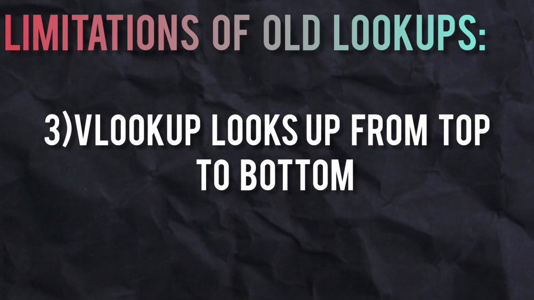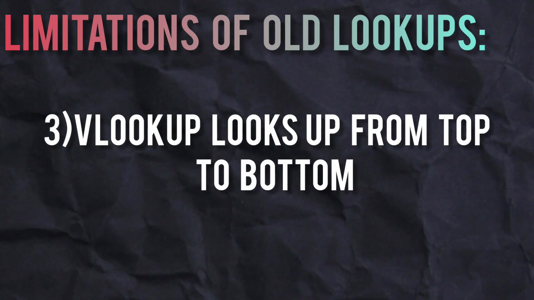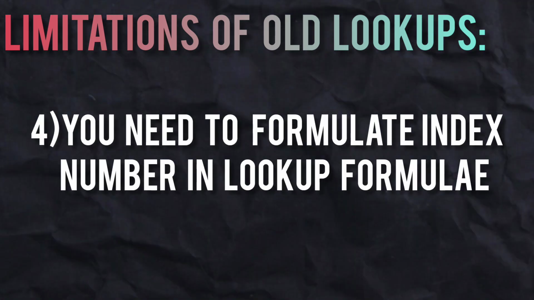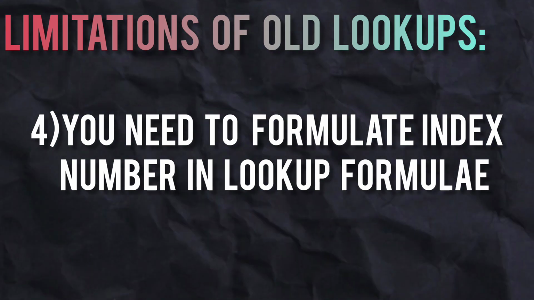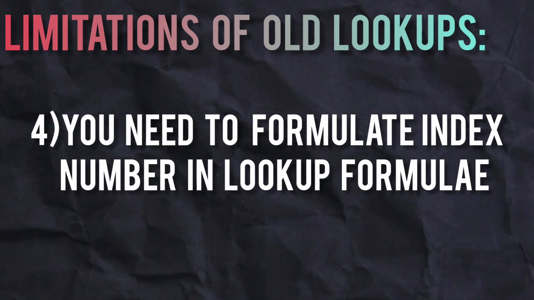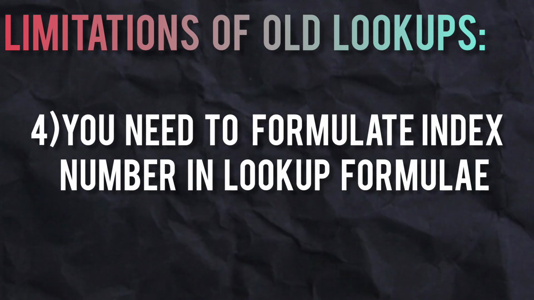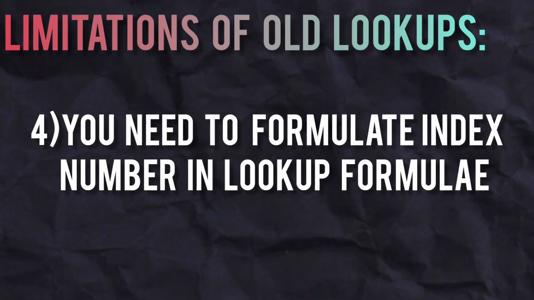Third, VLOOKUP looks up only from the first entry towards the last entry, that is from top to bottom. But in Xlookup, you can control how to run the lookup operations. Fourth limitation is you have to pass an index number in VLOOKUP or HLOOKUP functions, and hence you need to calculate it and write it in the formula. So Xlookup saves us from all of these efforts.